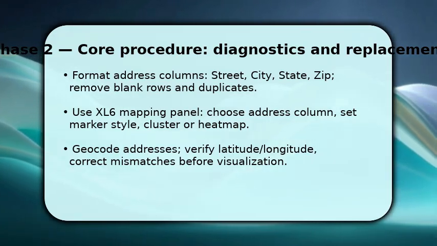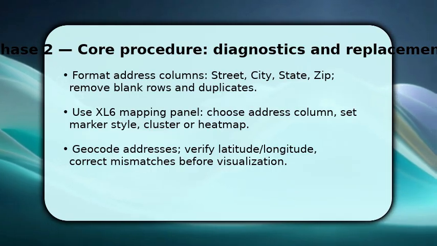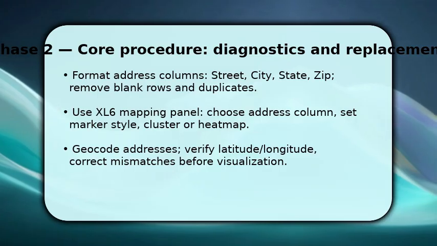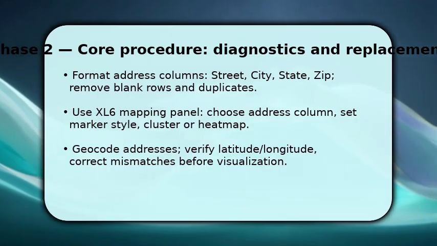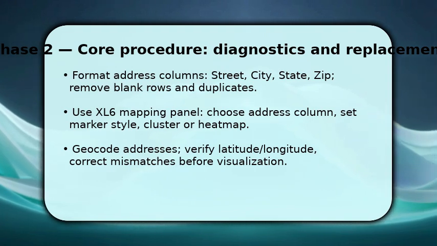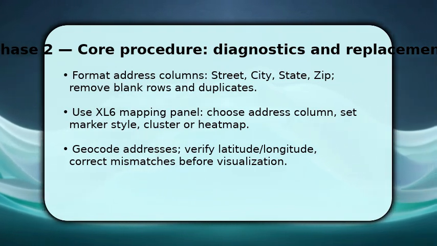When you run geocoding, watch for mismatches. Correct ambiguous entries and rerun only those rows to save quota. Once coordinates appear, layer filters or conditional formatting so your map displays meaningful patterns rather than raw pins.